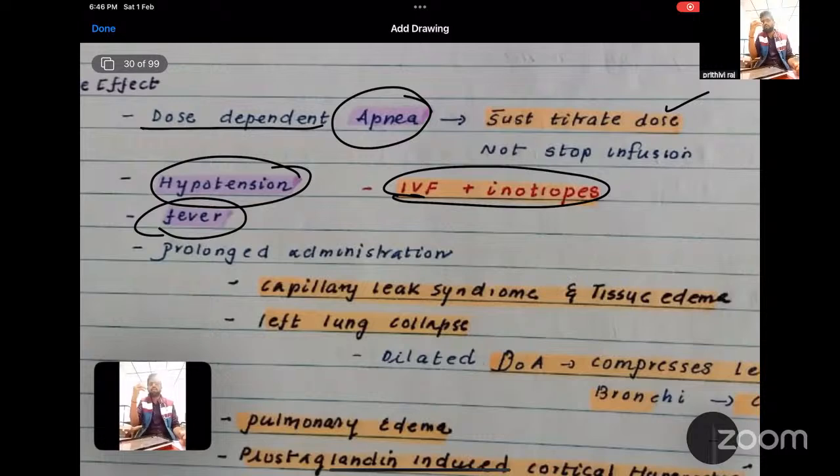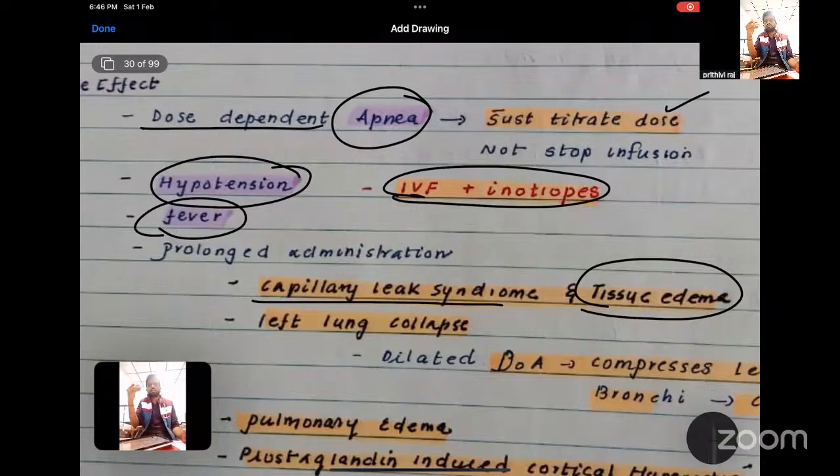And when you give prolonged administration for more than 5 to 7 days, what happens? Same thing, it will cause vasodilation in other vessels, capillaries, arteries, the systemic circulation. When the capillaries get vasodilated, the permeability increases, leading to capillary leak syndrome and tissue edema. And we are also keeping this ductus arteriosus patent for a long time.